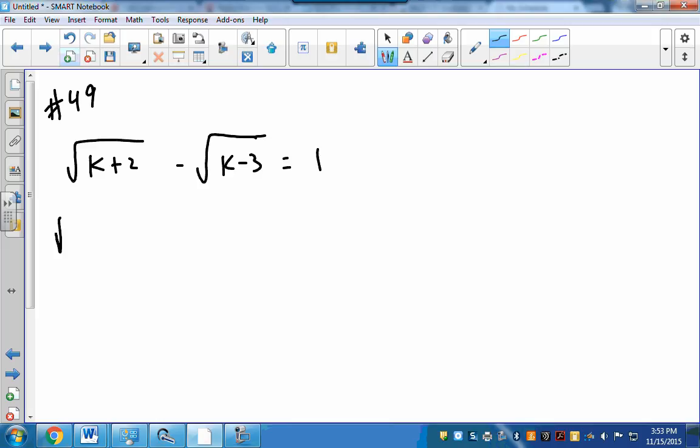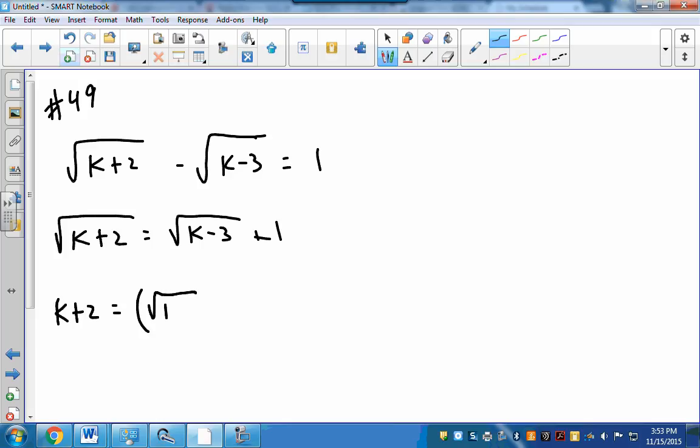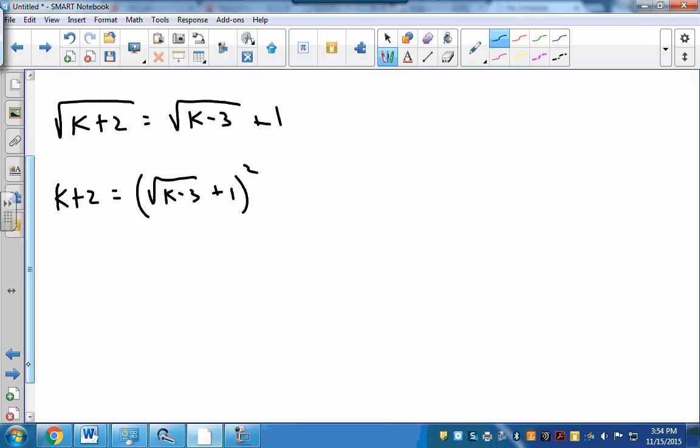I'll isolate this first one, and I'll move the other radical to the other side, make it positive. Square root of k minus 3, just add it to both sides, and square the left. So squaring the left is easy. That's k plus 2. But on the right, we have to square this binomial, square root of k minus 3 plus 1. We've got to square both terms. So that looks like it's going to be some work.